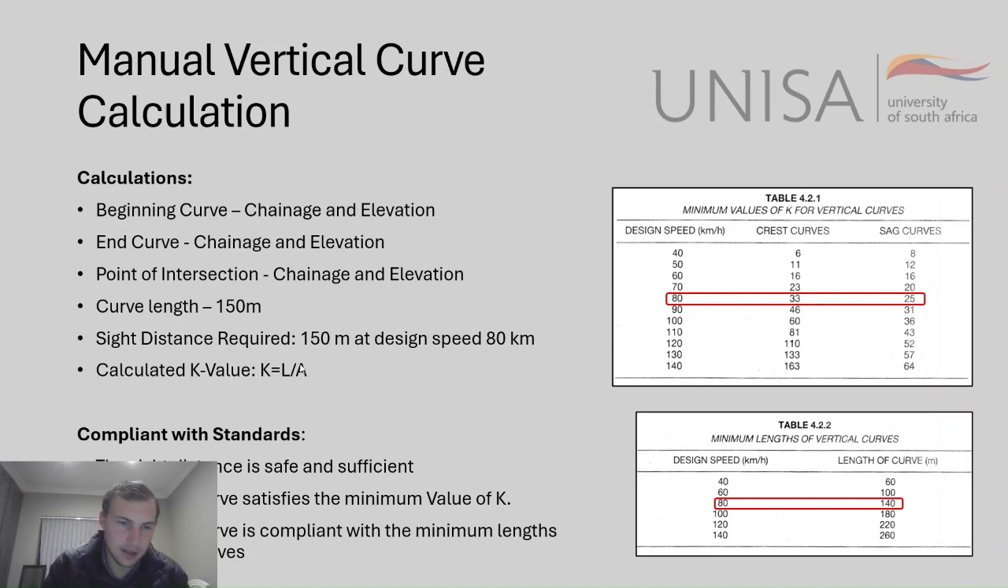Calculate the K value. Here we have the formula, and we have also the table there. So compliant with standards, the sight distance is safe and sufficient. This is once again more in detail in the report. This is just to have an overview of it. The vertical curve satisfies the minimum K value, and the vertical curve is compliant with the minimum length of vertical curves.